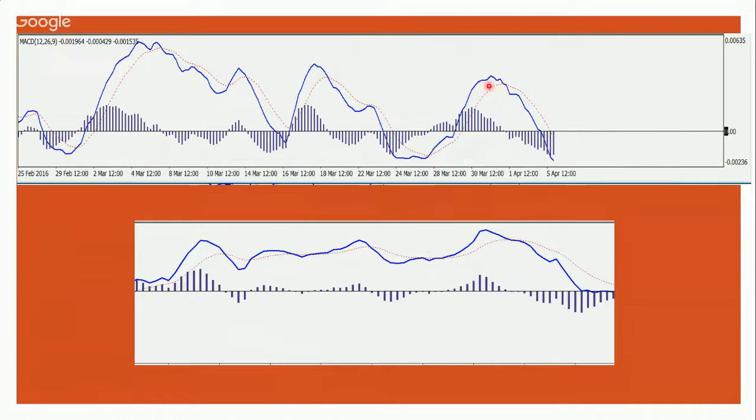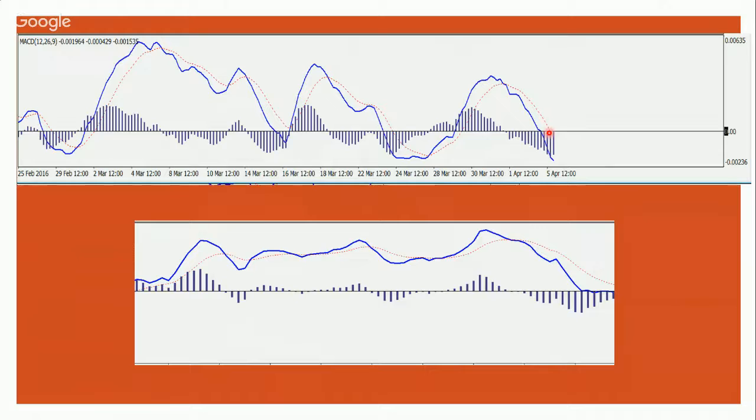So when there's a wide space between the signal line and the MACD line, the MACD line is on the move, because the signal line is just sort of marking what the MACD line was doing just a little while ago. And that's how it builds out this visual demonstration of momentum.